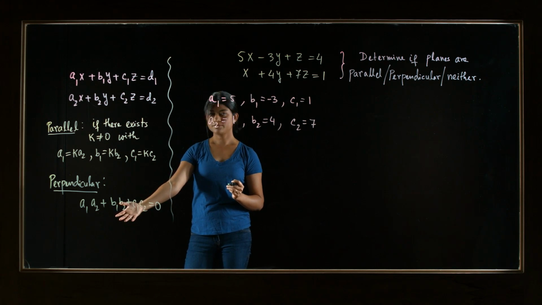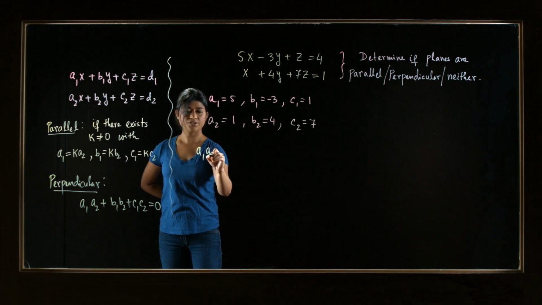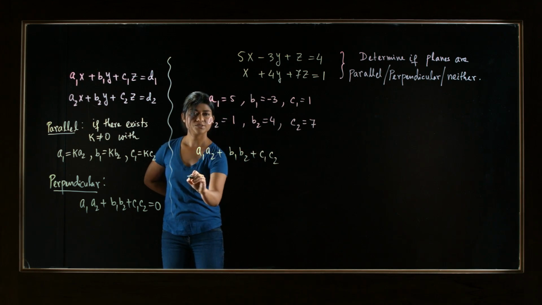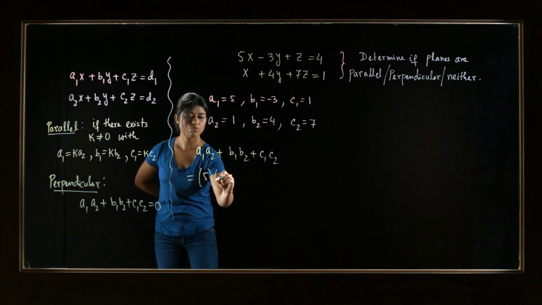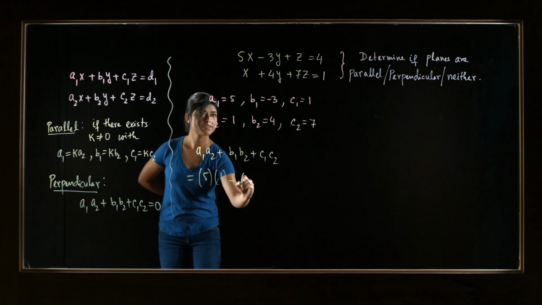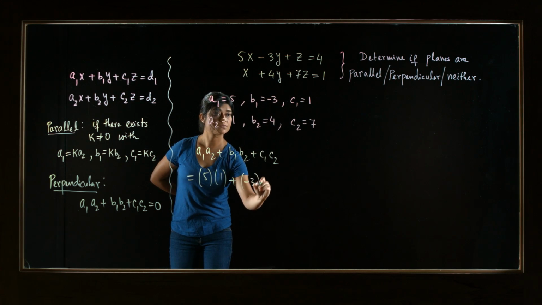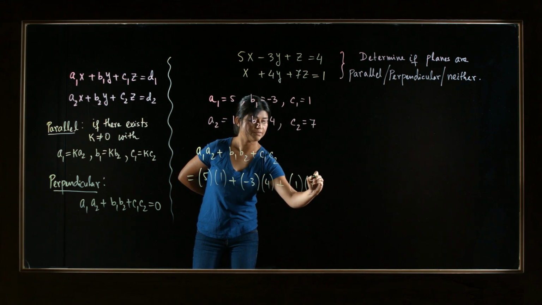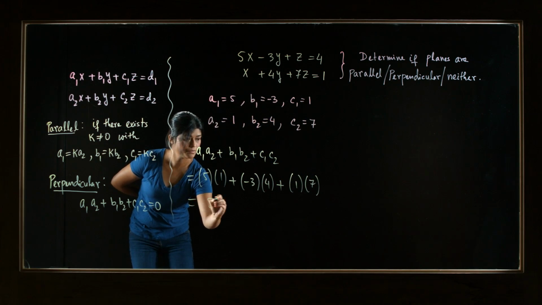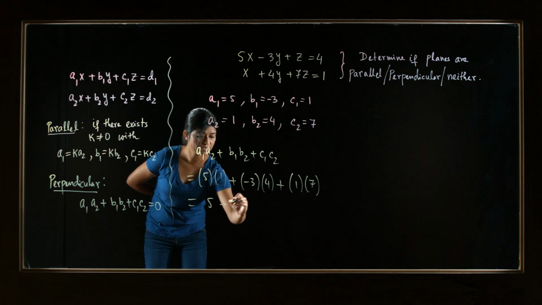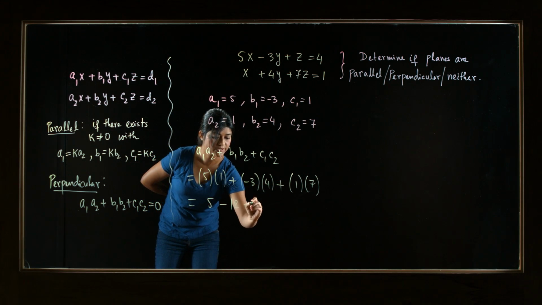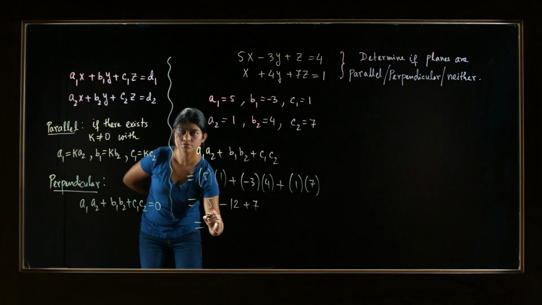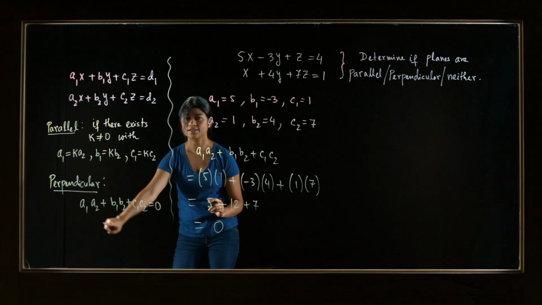What about perpendicular? So let's calculate a1 a2 plus b1 b2 plus c1 c2. Let's see what that is. So we have 5 times 1, plus negative 3 times 4, plus 1 times 7. So this is 5 minus 12 plus 7, and 7 plus 5 is 12, so this is 0. So it's satisfying the second condition.